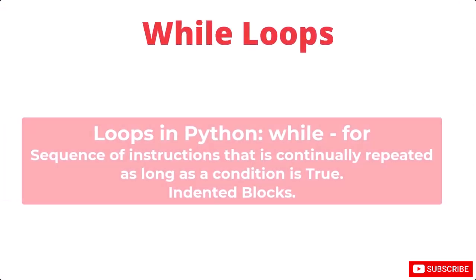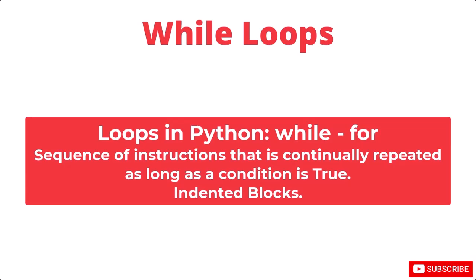A loop is a sequence of instructions that is continually repeated until a certain condition is reached. You can repeat a block or set of instructions or statements as long as a condition is true. And there are two types of loops in the Python programming language. The first type is the while loop, and the second type is the for loop. And in this lesson we will discuss the while loop in the Python programming language.